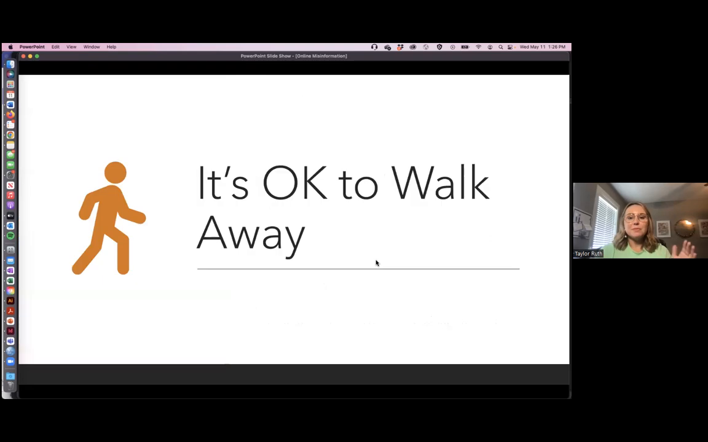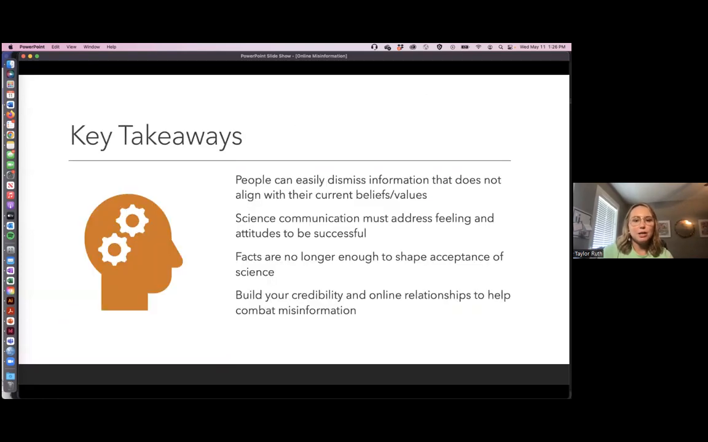And also, I tell my students this too, it's okay to walk away. No good comes from having an all-out fight on Twitter, especially with people with really, really extreme views. It's going to be very hard to change their opinions. But those are just some of those best practices that I wanted to get across.